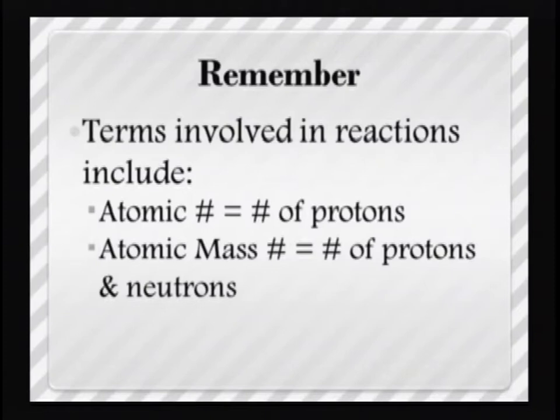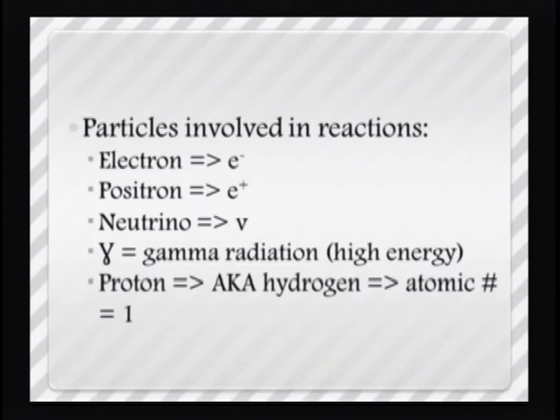Remember, as we continue looking at these reactions, you have electrons, you have positrons, which are positive electrons. You have neutrinos, which are essentially massless, chargeless particles that help carry away about 3% of the total amount of energy. We have gamma radiation, which is what really powers those stars. And that proton is also known as a hydrogen nucleus, which has an atomic number of 1. All I'm doing is reminding you of some of these terms so that when we start talking about what's going on, you can remember and refer to these.